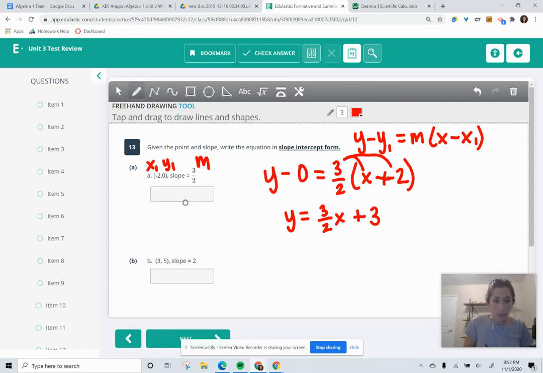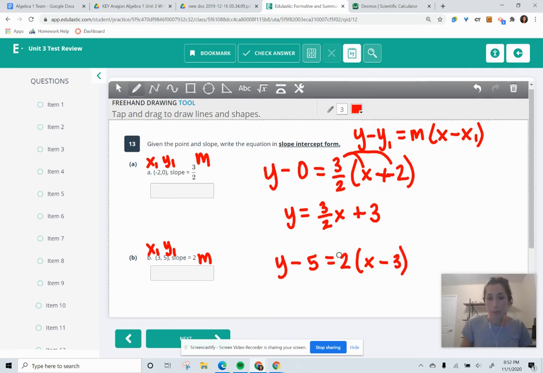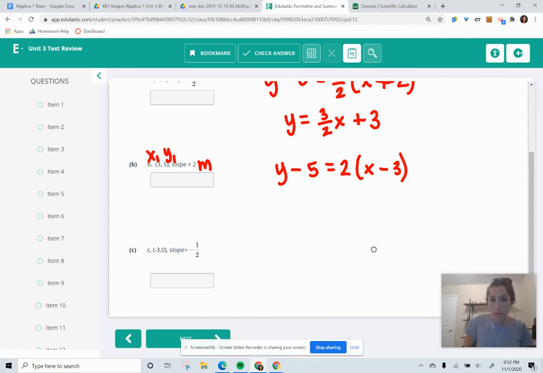And on question B, I'm going to label this as x sub 1, y sub 1. And this is going to be your m. So I'm going to type this into our equation, y minus y1, which is y minus 5, equals 2 times x minus x1, which is our 3. Our next step, we could go ahead and distribute.